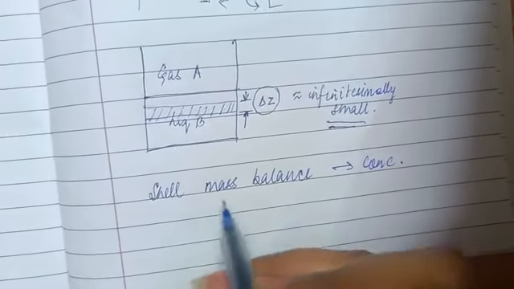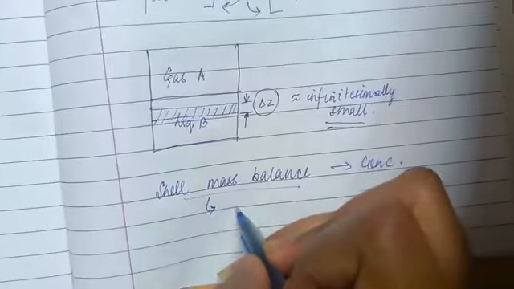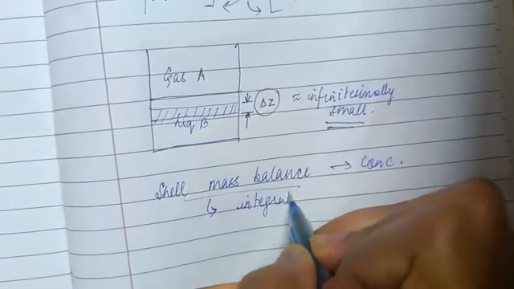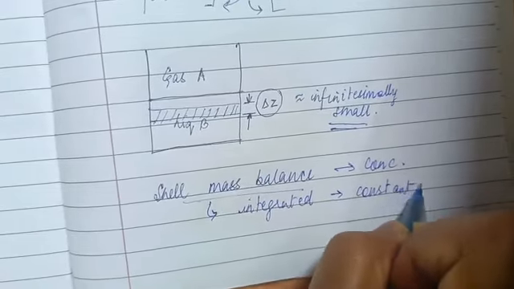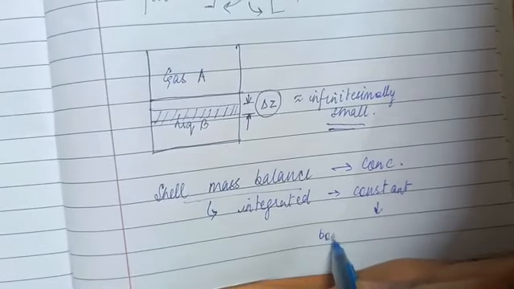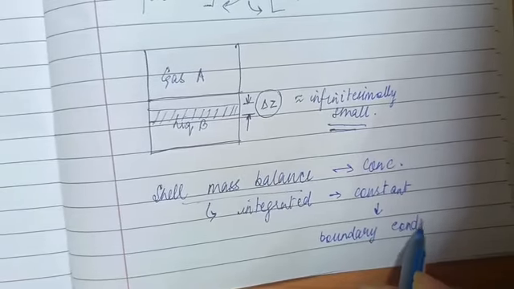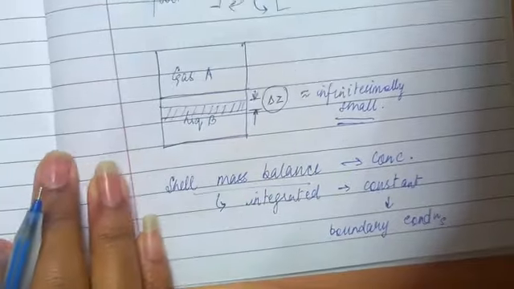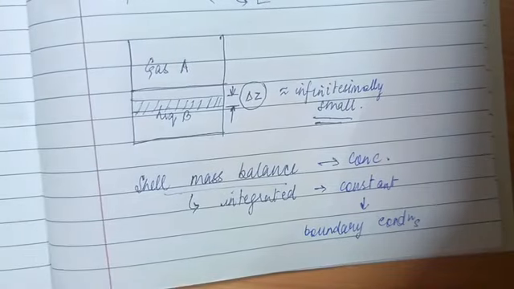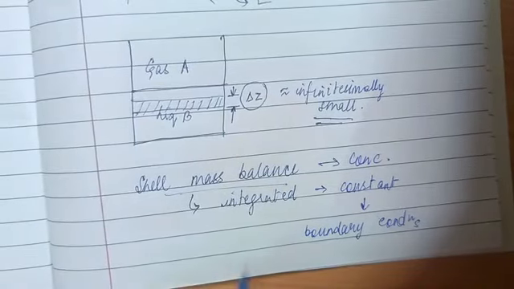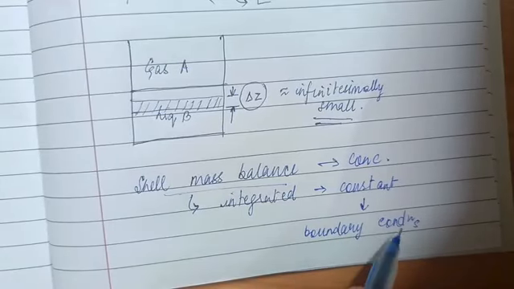Now, when we have the shell mass balance equation, the differential equation can be integrated, and after finding the constants of integration, we have to apply the boundary conditions. After applying the boundary conditions, we will come to an answer which gives us the concentration profile of A, the average concentration of A, and the rate of consumption of A.